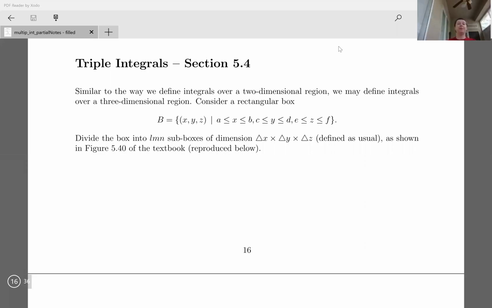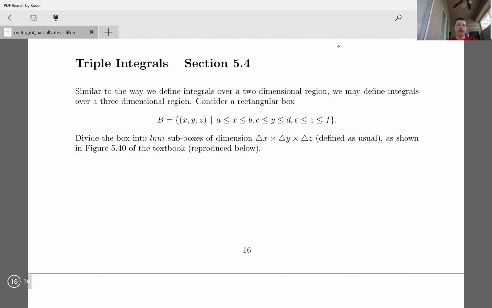And now for the moment you've been waiting for, triple integrals. Similar to the way we define integrals over a two-dimensional region, we may define integrals over a three-dimensional region. So let's just consider a rectangular box given below, where x is between a and b, y is between c and d, and z is between e and f.